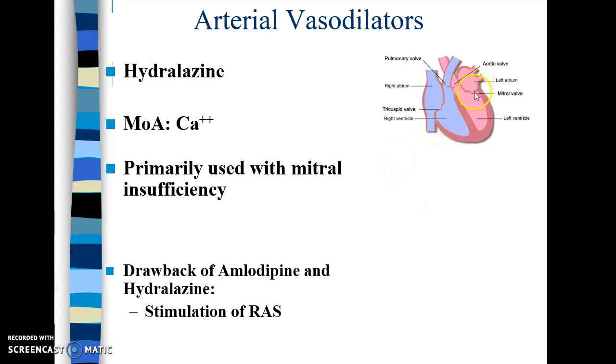So the mitral valve is not closing appropriately, and we're going to dilate. So we're working on the arterial side. We're going to dilate the blood vessels so that it's easier for the blood to leave out through the aorta than back through the valve. So that is the basic idea.